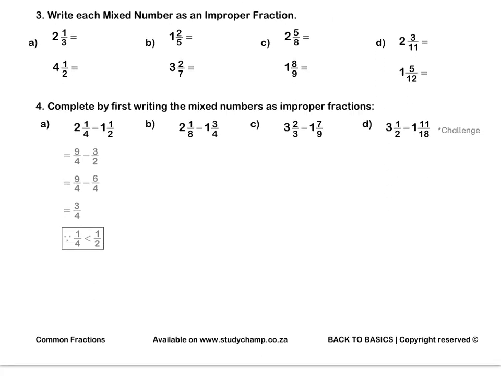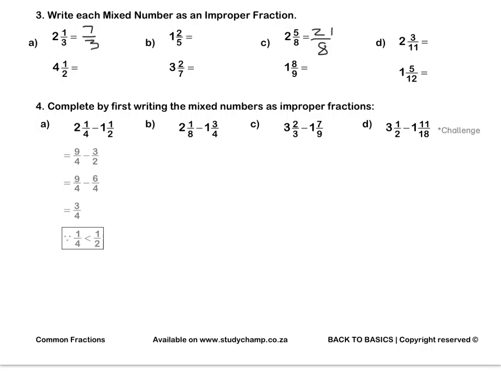Question 3. Write each mixed number as an improper fraction. Let's do this one together. 2 times 3 gives me 6/3, plus the 1/3 is 7/3. Let's look at C. 2 times 8 will give me 16/8, plus another 5/8 is 21/8. Press pause to complete question 3.